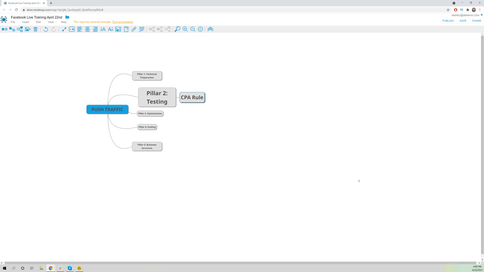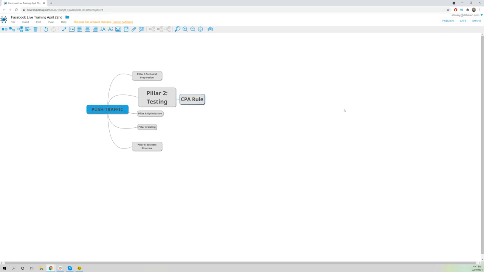So what is the result if we use the CPA rule on push? Either we close a placement that might have some potential because we don't give it enough of a sample size, or we keep running a placement even though it actually doesn't have any potential. All right.